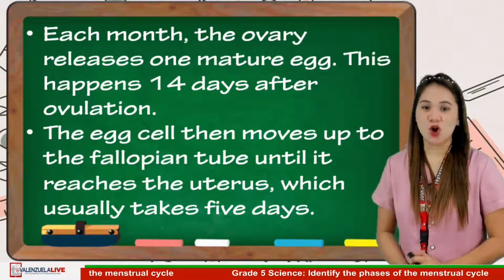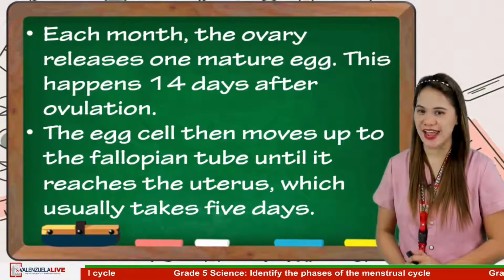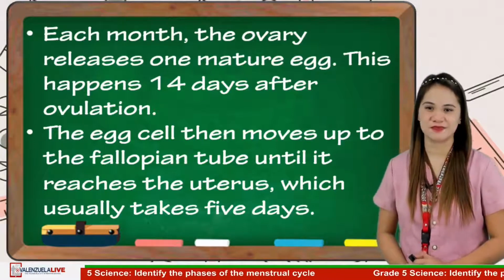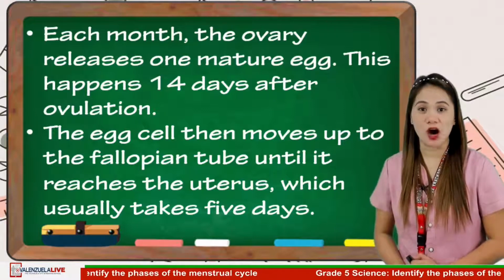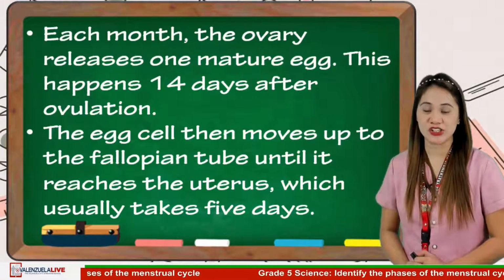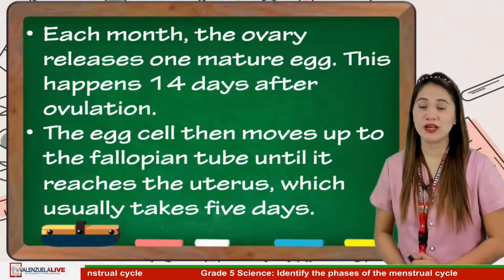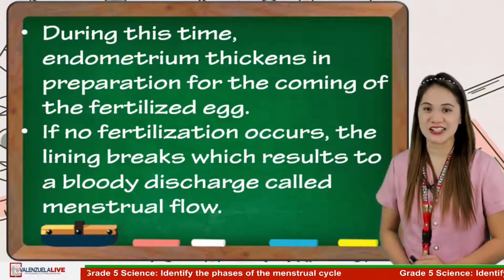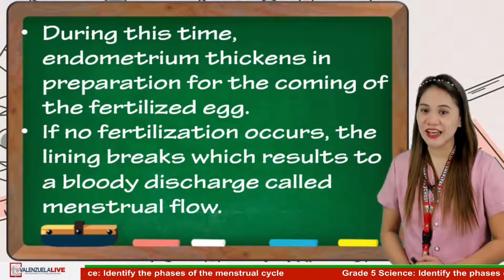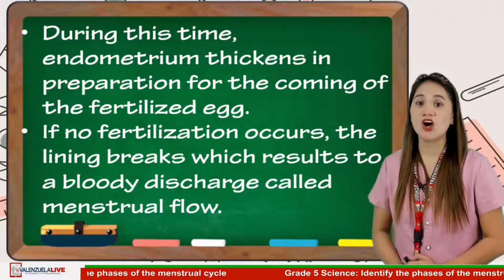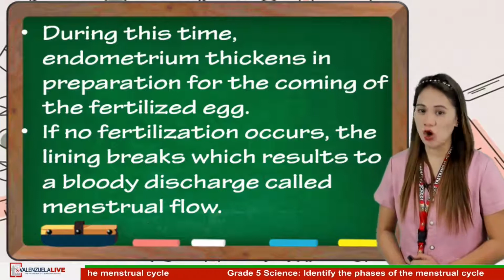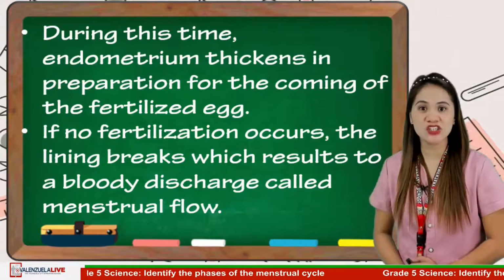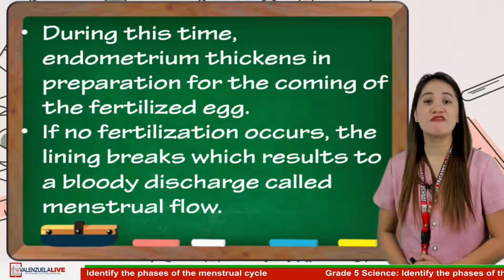Each month, the ovary releases one mature egg. This happens 14 days after ovulation. The egg cell then moves up the fallopian tube until it reaches the uterus, which usually takes 5 days. During this time, the endometrium thickens in preparation for the coming of the fertilized egg. If no fertilization occurs, the lining breaks, which results in a bloody discharge called the menstrual flow.